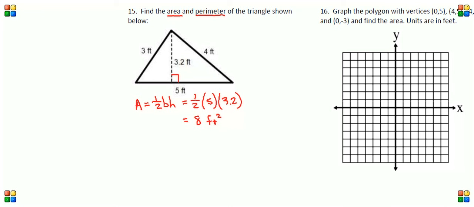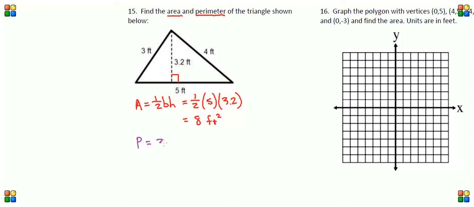Let's take a look at our perimeter. Well, let's remember our definition of perimeter. Area is the space inside of our polygon, in this case a triangle. Perimeter is the measure of the distance around our polygon, or around this triangle. We've got the measure of our 3 sides already marked here. That makes it pretty easy.